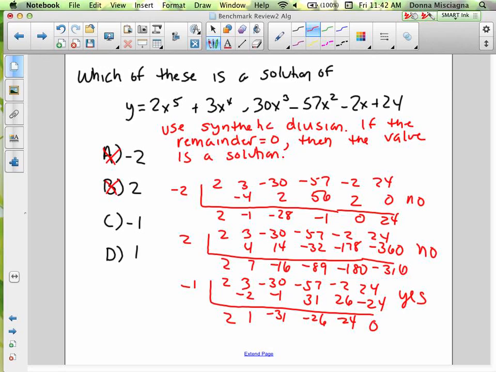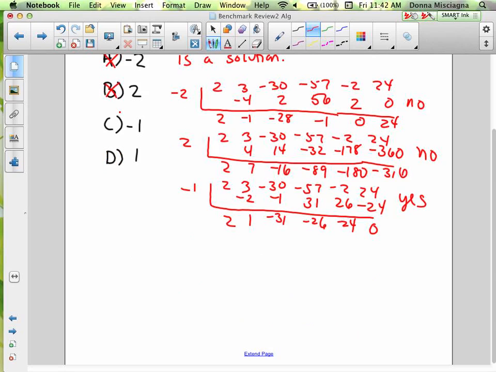Now, it wouldn't be a bad idea to check and make sure that 1 is not a solution. Because what if you made an addition error and it worked out, so it looked like it was the solution, but it wasn't? This way, we'll make sure.